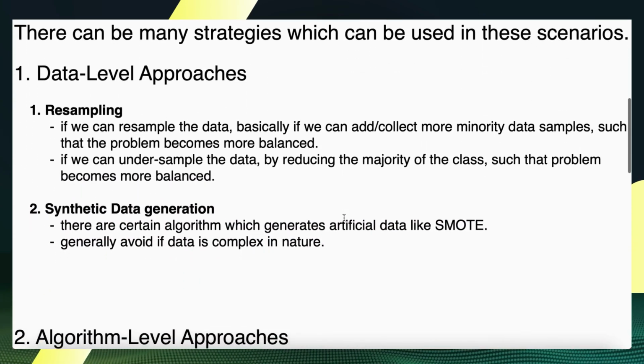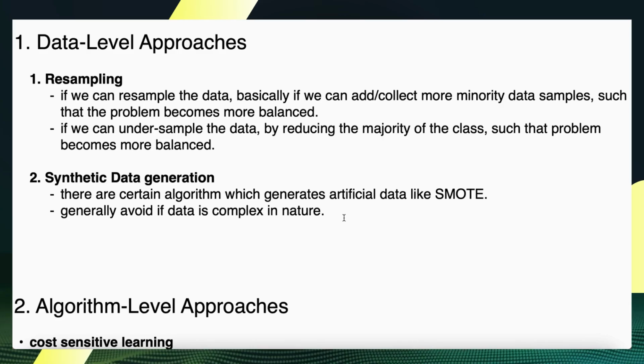So number one is the data level approaches. When I say data level, if you can collect or add more minority data samples such that your data becomes more balanced, then you can improve your model. However, in most cases, collecting more data is highly expensive, so it becomes more of a challenge in real world scenarios. If you have lots of data available, let's say you have 1 lakh minority samples and 10 lakh majority samples, then you can reduce the majority class so that your problem becomes more balanced.